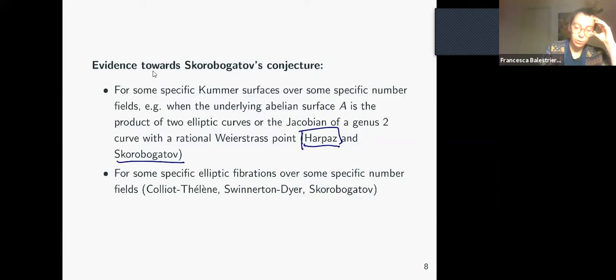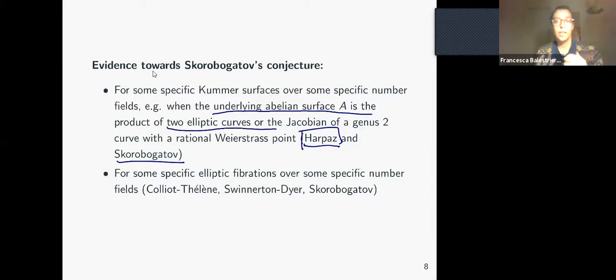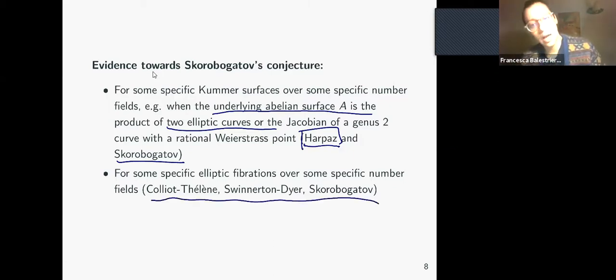For example, when the underlying abelian variety A is the product of two elliptic curves, or it's the Jacobian of a genus two curve with a rational Weierstrass point. And if I remember correctly, maybe there are also some other technical conditions, but this is the general type of surfaces they can deal with. And also there are some examples for some elliptic fibrations, and there are results due to Colliot-Thélène, Swinnerton-Dyer, and Skorobogatov in this direction. But this is pretty much all we have at the moment, okay.